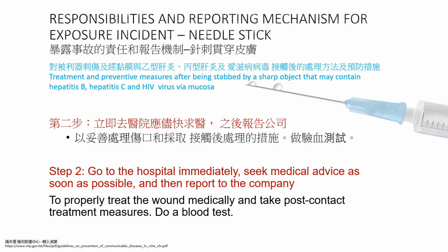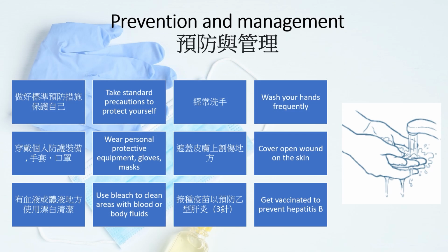Step 2. Go to the hospital immediately, seek medical advice as soon as possible, and then report to the company. To properly treat the wound medically, and take post-contact treatment measures, do a blood test. How can we reduce or eliminate the hazards of occupational exposure to bloodborne pathogens? Take standard precautions to protect yourself. Wash your hands frequently. Wear personal protective equipment, gloves, masks, cover open wounds on the skin, use bleach to clean areas with blood or body fluids, and get vaccinated to prevent hepatitis B.